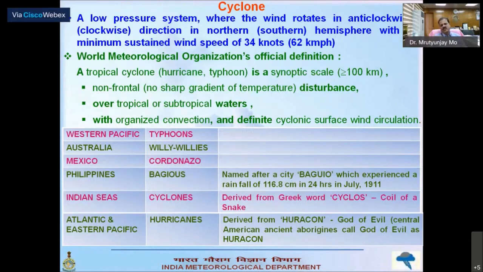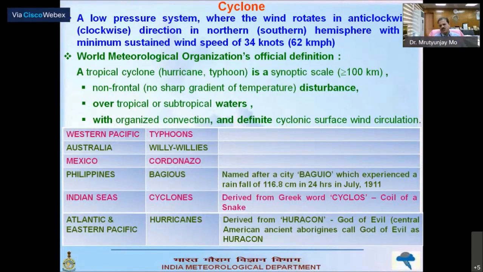So to define a cyclone, we say a cyclone is a weather system called a low pressure system, where the wind rotates in the anti-clockwise direction in the northern hemisphere and the clockwise direction in the southern hemisphere, and the minimum wind speed becomes 34 knots or 62 kilometers per hour. So this is the quantitative definition. The World Meteorological Organization, which coordinates the meteorological activity among the countries in the world, defines it as a tropical cyclone, a synoptic scale system.